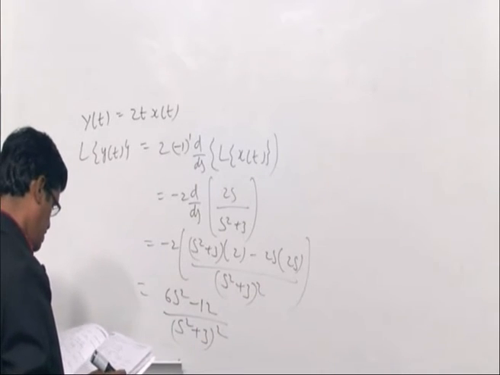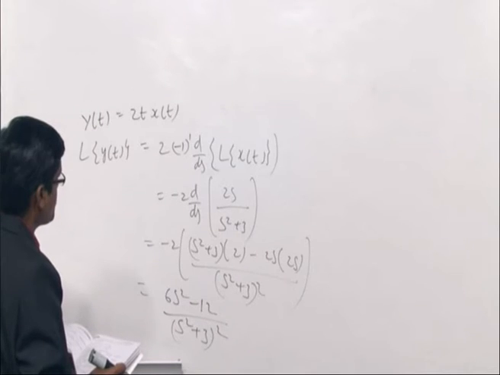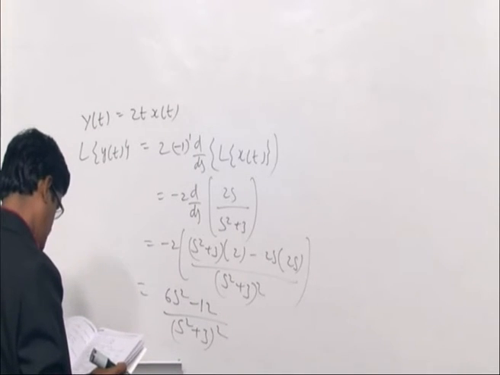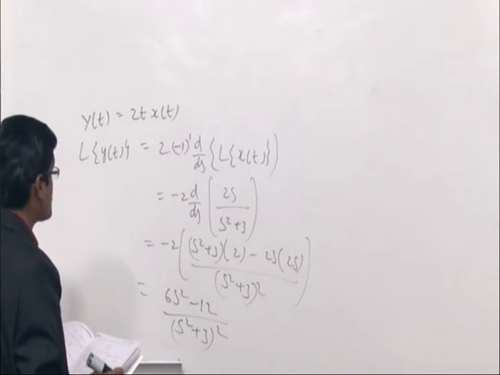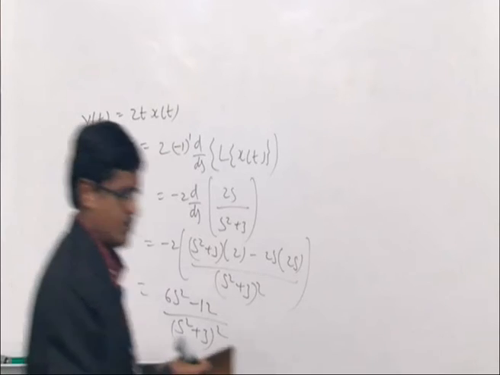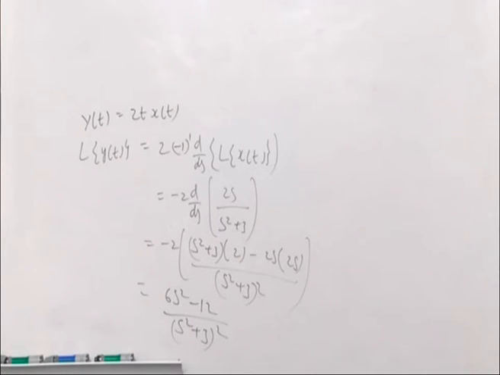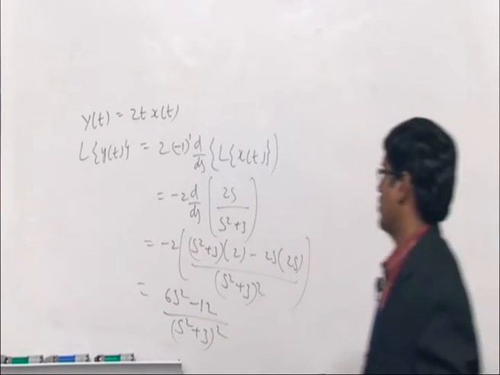S square plus 3 whole square is given, 2 into minus 1 d by ds of f bar s. In question number 11, x of t is 2s by s square plus 3, is given. So that is the answer. Let me check again. So this is the answer. Just apply UBV rule only.